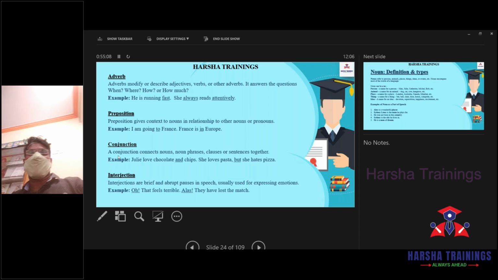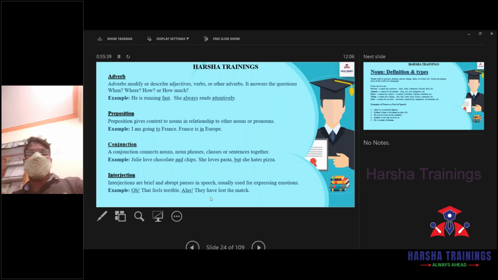Now, coming to conjunctions. Conjunctions, with the word itself, junction. It connects. A conjunction always connects noun phrases, clauses, or sentences. You remember we've combined two sentences using and. So and is nothing but a conjunction. It's a connector. And, but, all these are connectors.